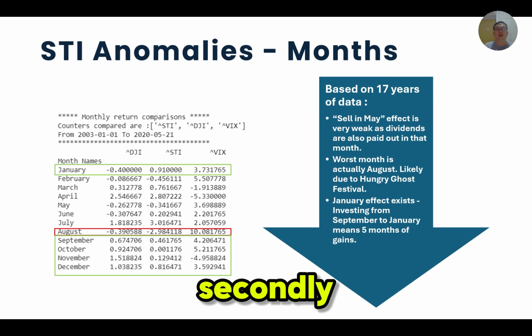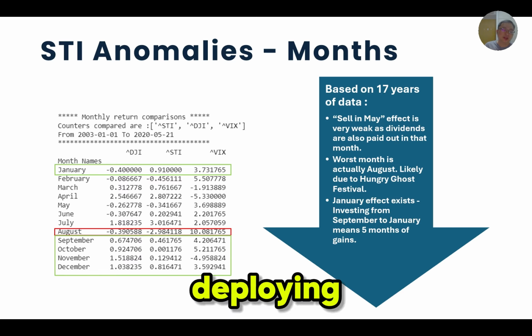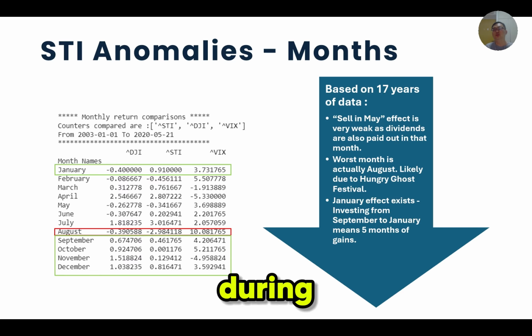Right. Secondly, if we break down the returns for the same 17 years for the STI, you also find that August is definitely the worst month of the year, right? So when people talk about things like sell in May and go away, yes, May is a negative month, but it doesn't come close to how bad things are in August. So you could actually prepare some sums of money and then just start deploying it during the Hungry Ghost month.